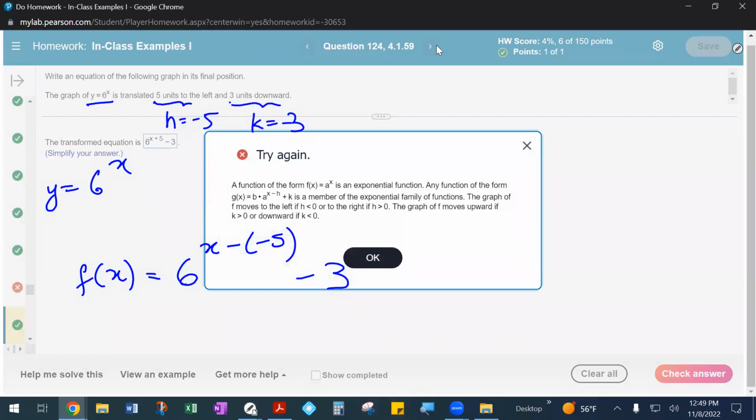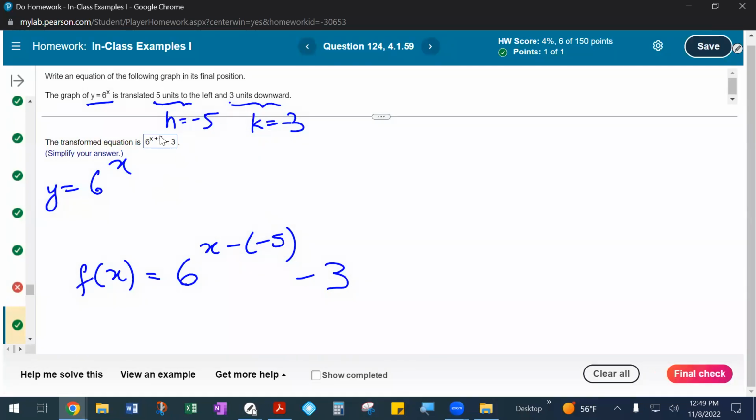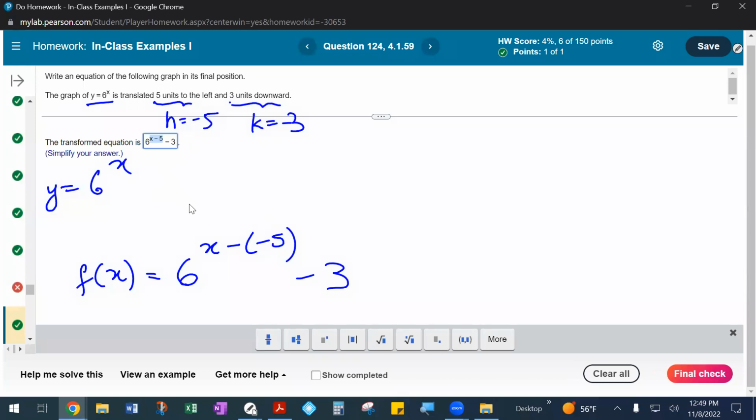Need to put the white. Oh, I didn't put the Y. Huh, okay. Well, then let's try it one more time with the negatives. Y equals 6, -5, and then the -3 at the end.